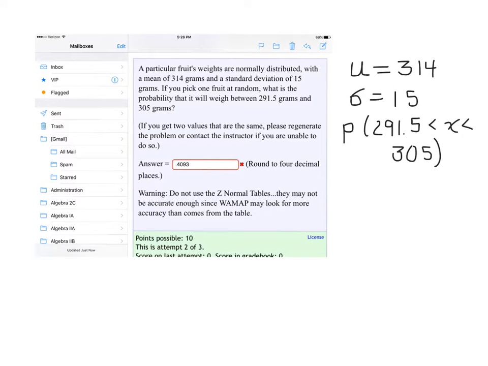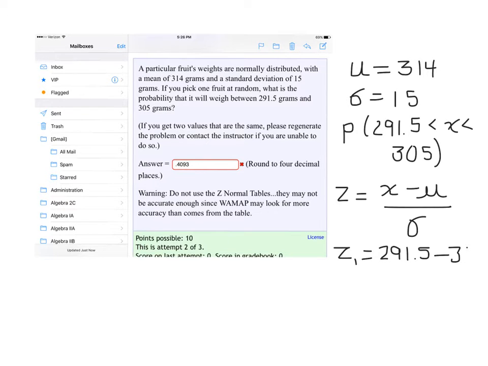So what we always have to do first in a normal distribution is to determine our z-score. In our case, though, we have two z-scores to compute. We have one z-score for 291.5 grams, and we have another z-score for 305 grams. So I'll do the 291.5 first. My x will be 291.5. My mu is my mean given, which was 314. And we have to divide that by our standard deviation given, which is 15.